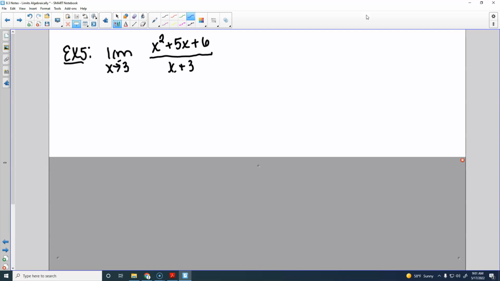So every time we should plug in direct substitution to check that first. If I have negative 3 squared plus 5 times negative 3 plus 6 over negative 3 plus 3, that gives me 9 minus 15 plus 6 over 0. And 9 minus 15 plus 6 is 0. So 0 over 0.